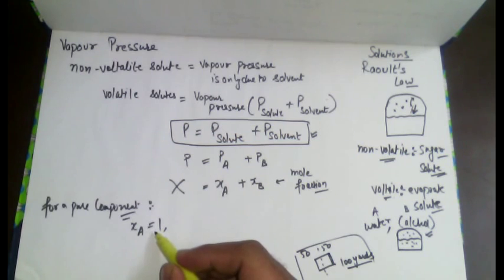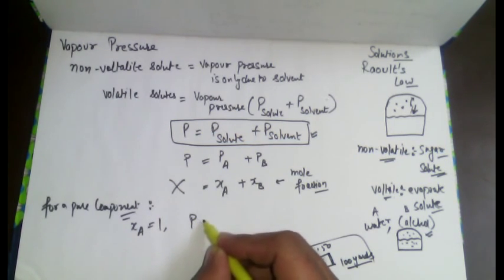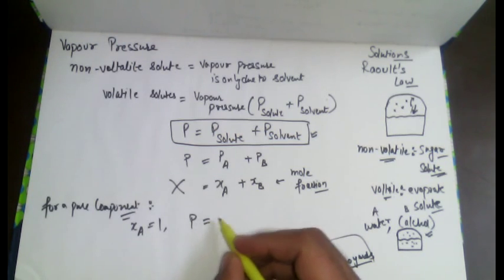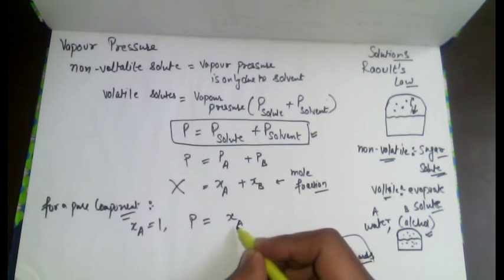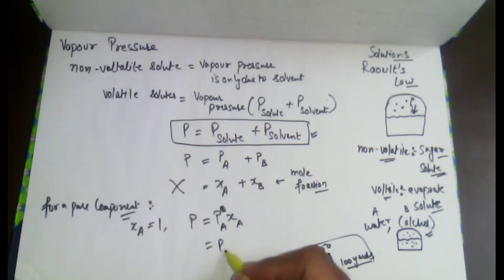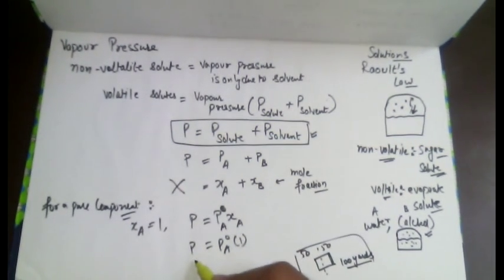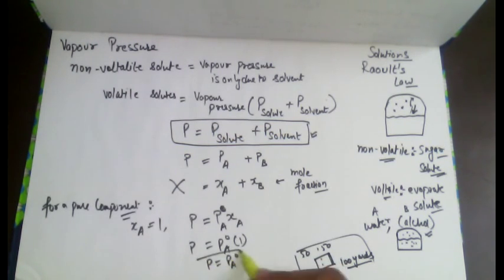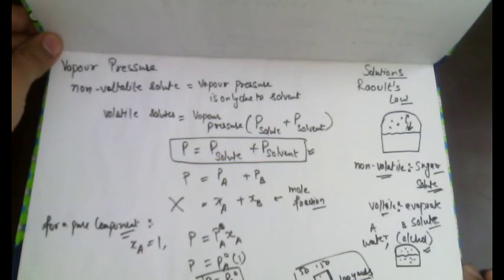Under this condition, the partial pressure is equal to the mole fraction of A times P0 of A under pure condition. The value of the mole fraction is 1 because there is no other component. What does P0 represent? The vapor pressure of the component in pure form. So the overall pressure is the actual value of the pure form. Till now, this is for the pure component.